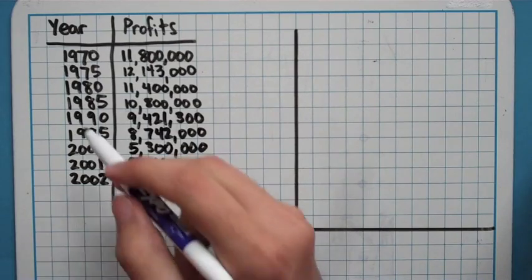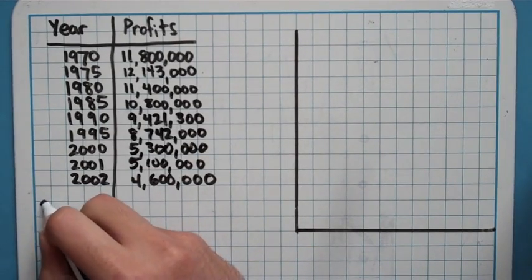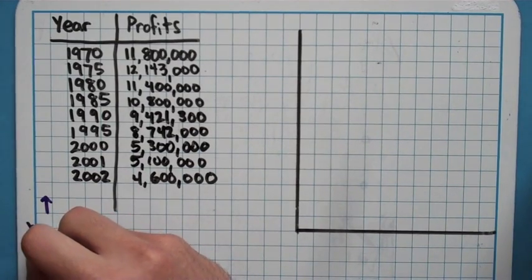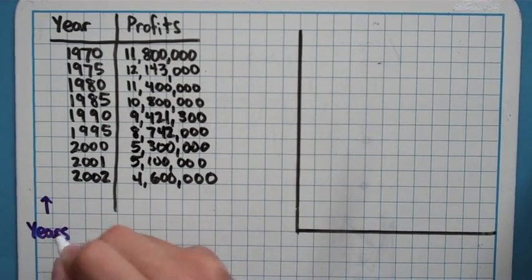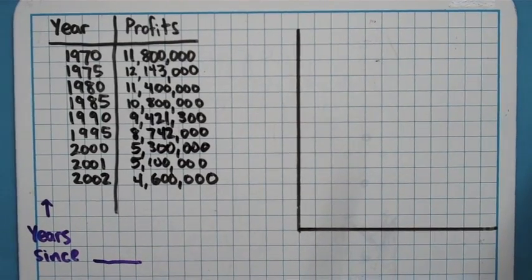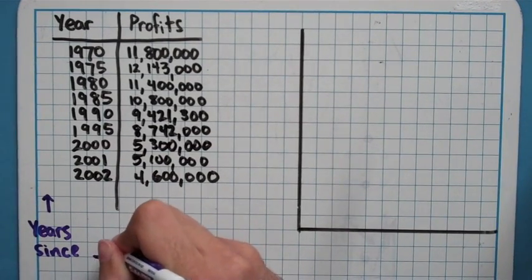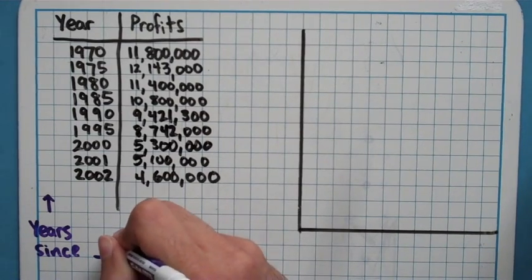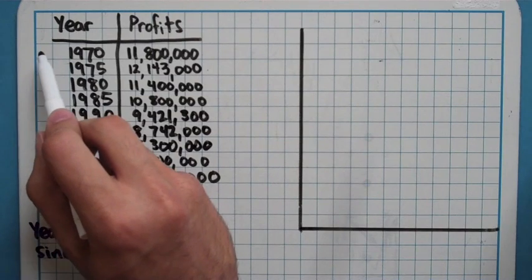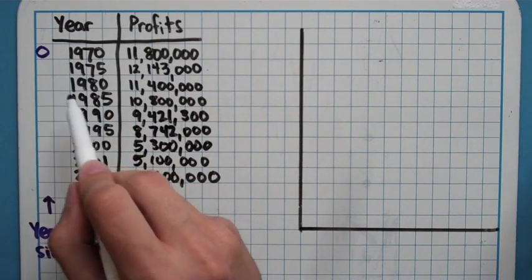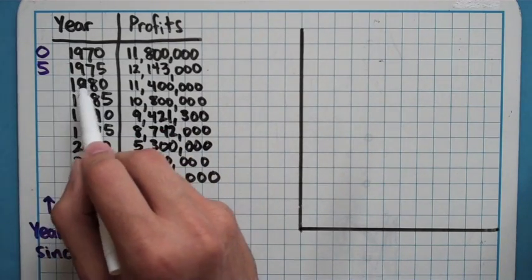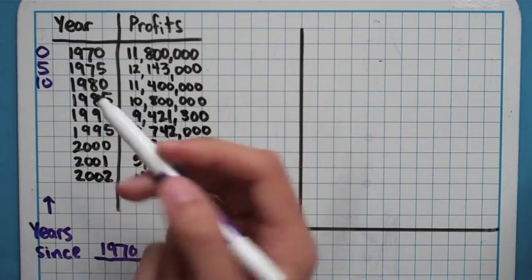First of all, with my years right here, a nice trick you can do when your data is in years, because I don't want to plot points in the thousands, you can do years since blank. So years since whatever year you want. So in my problem here, I'm going to do years since 1970, because that's my first year. So what's going to end up happening if I do years since 1970? This is 0 years since 1970. 1975 is 5 years since 1970. 1980 is going to be 10 years since 1970, and so on.